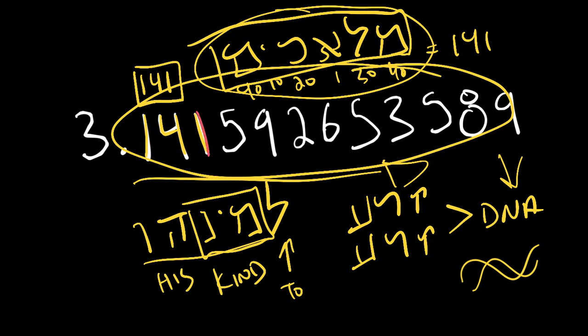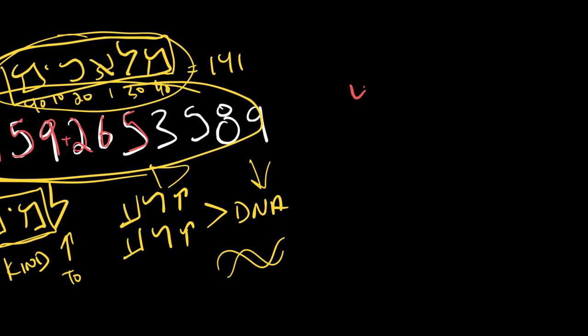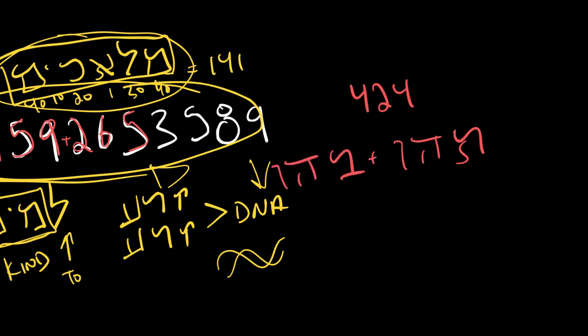We can take these numbers here, 159 and 265, and we can add them together, and this equals 424, which is tohu and bohu. Now, Genesis 1:2 states that the earth is in a state of tohu and bohu. Now, the earth is a womb. The earth brings forth life.